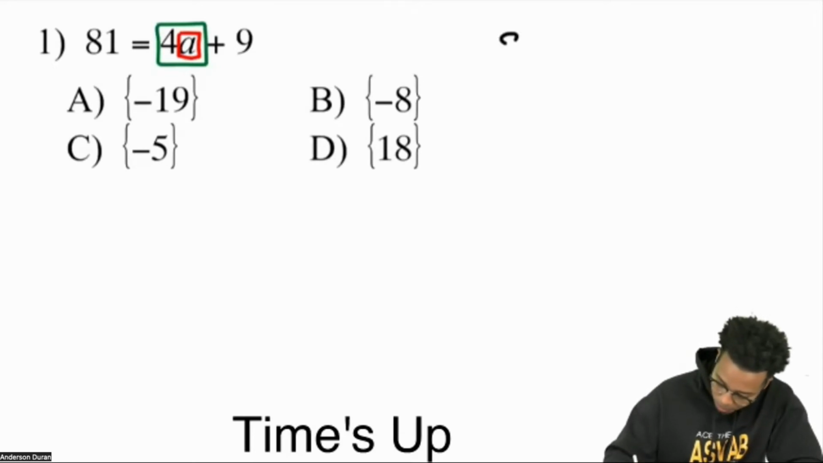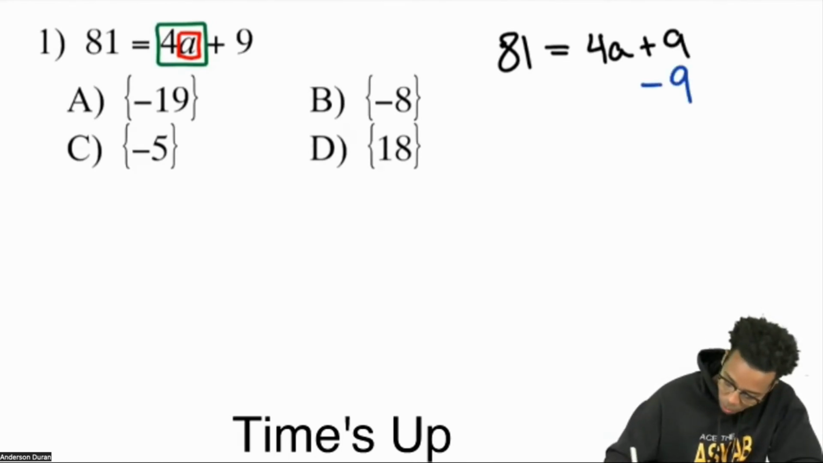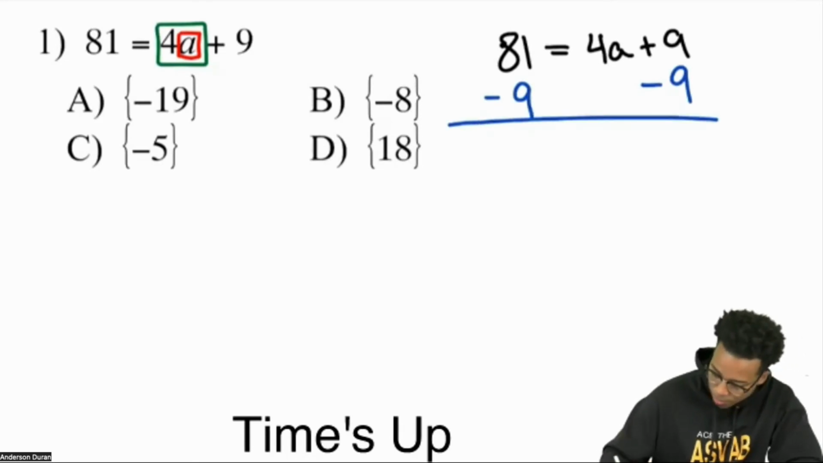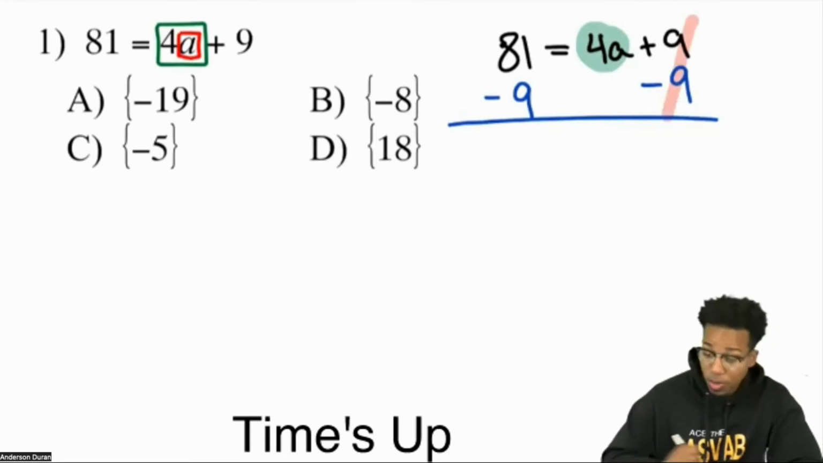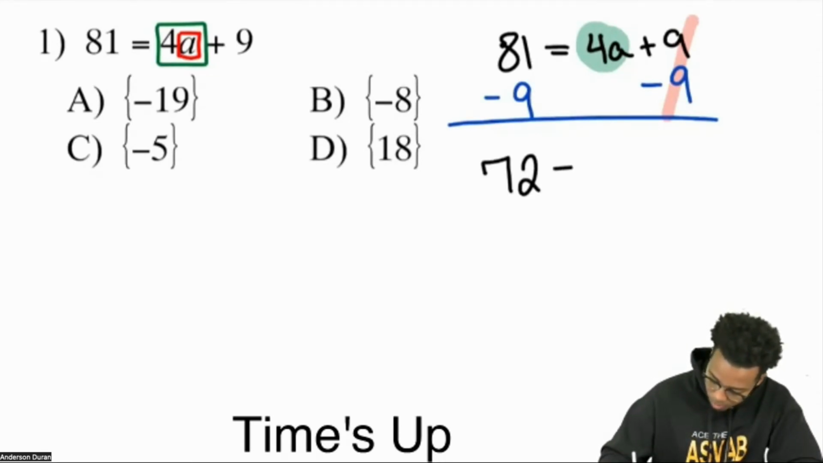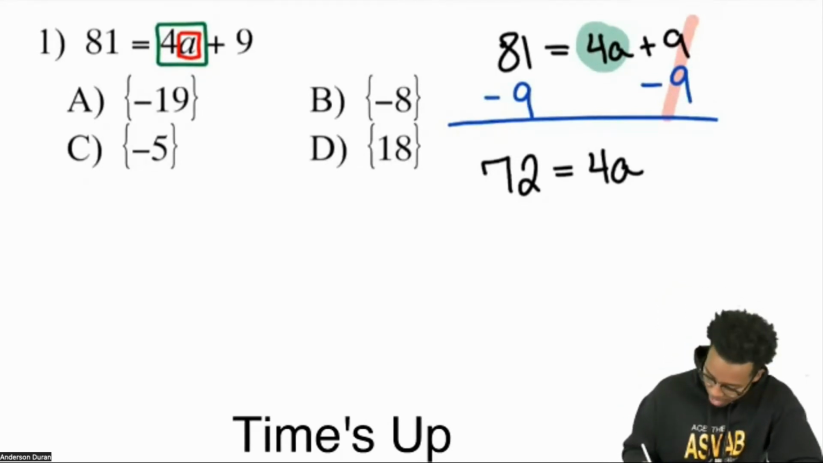So if I write this over here, we got 81 equals 4a plus 9. And what we'll do is we'll take 9 away from both sides so we can get this by itself. It's going to cancel right here on the right side. 81 minus 9 is 72, right? And so we have 72 equals 4a. Everybody, what's the last step that we should be taking? Exactly. Divide both sides by the 4.